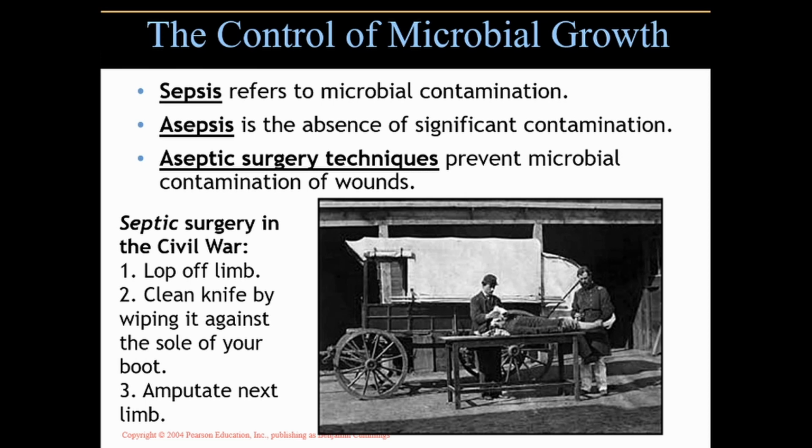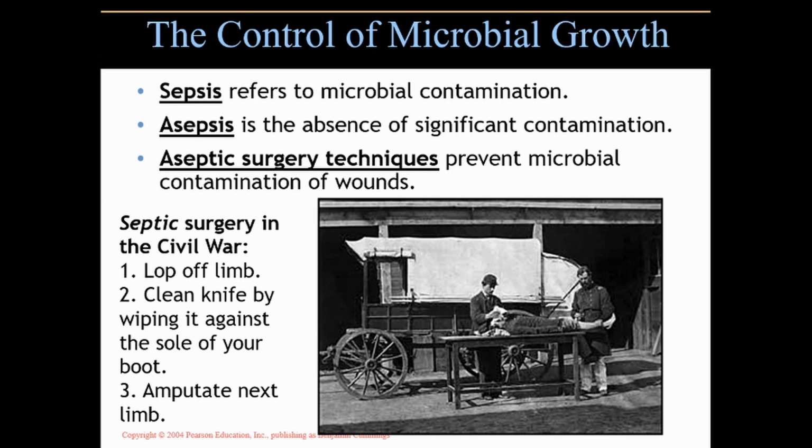So some terms: sepsis refers to microbial contamination, and asepsis, you put the prefix a in front of it, and now you're without microbial contamination, or the absence of it. Aseptic surgery techniques prevent microbial contamination of wounds. This all began with Joseph Lister in the 19th century, where he started using carbolic acid, or what we call phenol, to prevent infection of wounds.